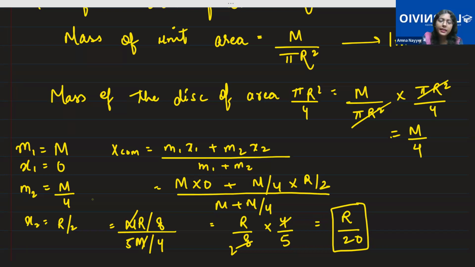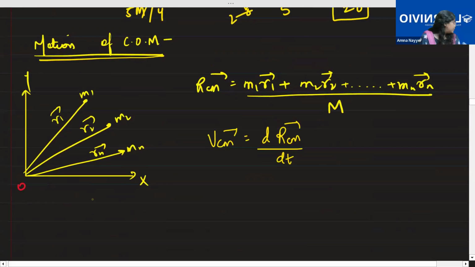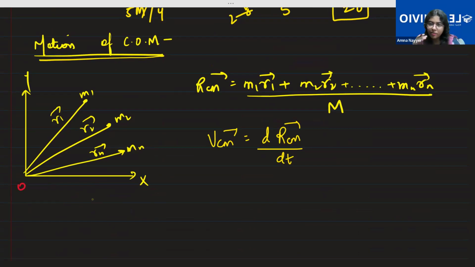Okay, see, let's discuss the motion of the center of mass. See, position, then you have velocity, then you have acceleration. This is the sequence in which we go about for the motion of any particle.